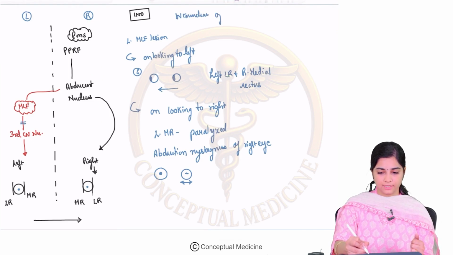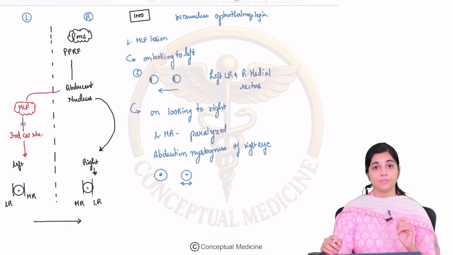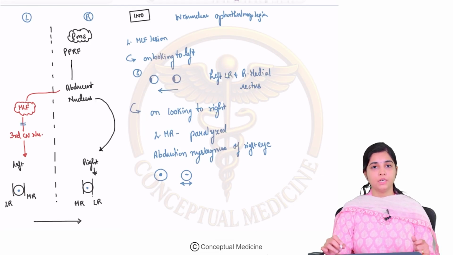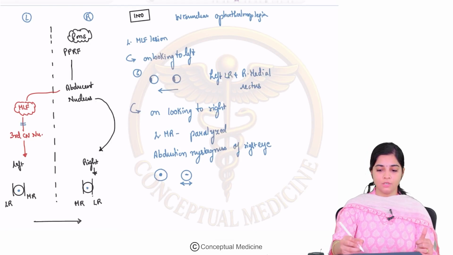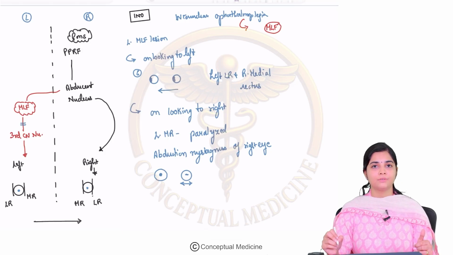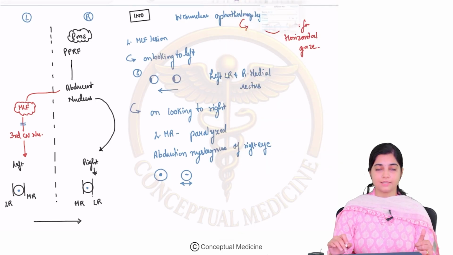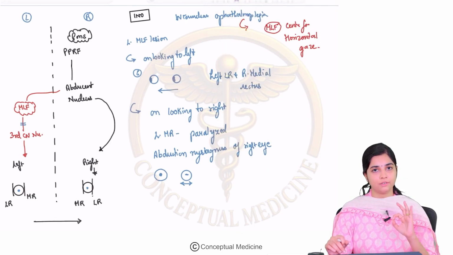internuclear ophthalmoplegia. Let us understand the concept of internuclear ophthalmoplegia. INO is basically a disorder which occurs when there is damage to the medial longitudinal fasciculus. The medial longitudinal fasciculus is basically the center for horizontal gaze. So let us understand the pathway of the MLF to understand what exactly happens in internuclear ophthalmoplegia.